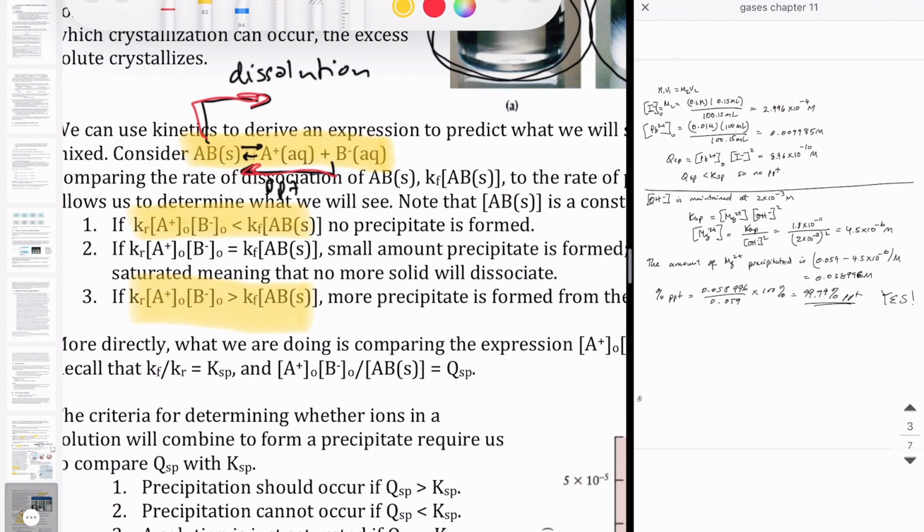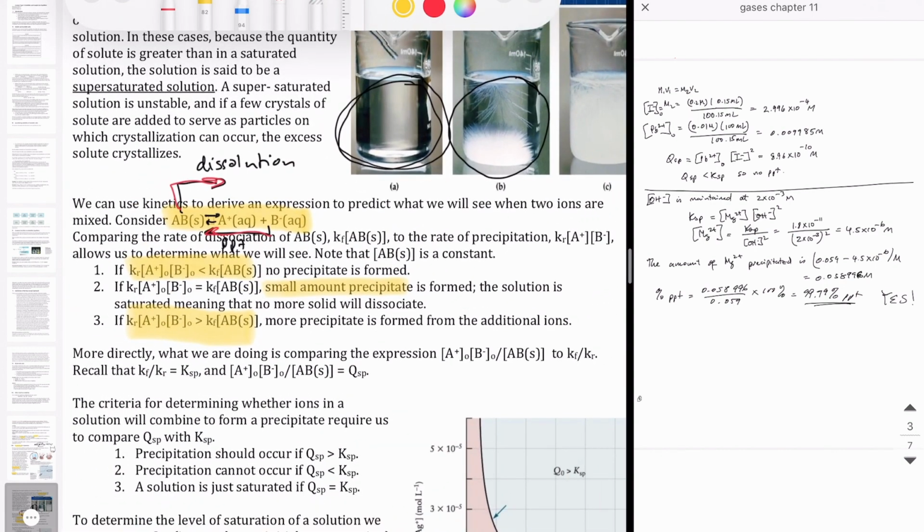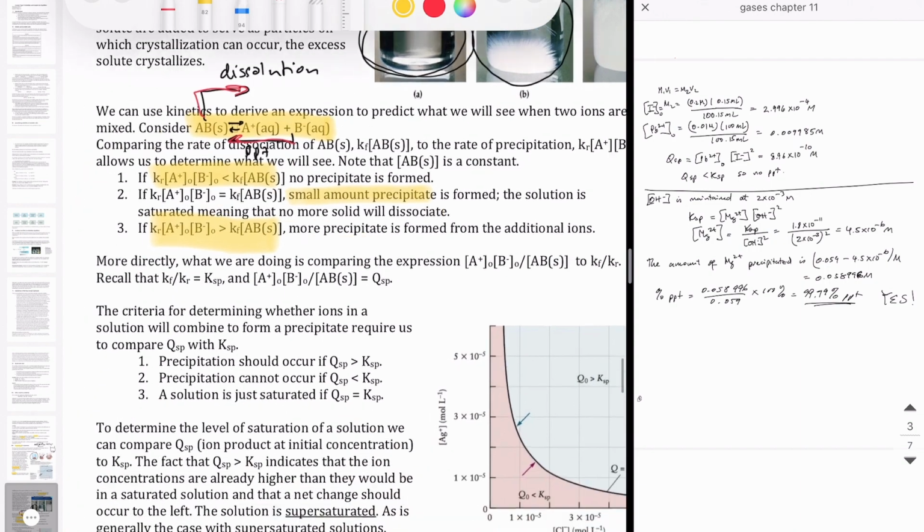Okay. And so what happens when both rates are equal to each other? Well, you'll see a small amount of precipitate, and that's what we refer to as the equilibrium condition, right? So when they're both just equal to each other. Again, you have these 3 situations where you'll see no precipitate, you see a lot of precipitate, or you see a little amount of precipitate when the 2 rates are just equal to each other.